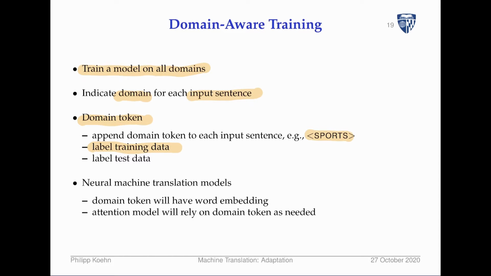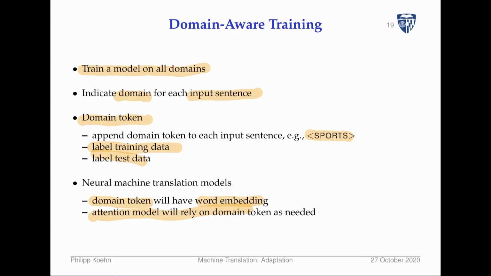So it will have seen sports sentences labeled with that. And then at test time, when you say this is a test sentence that also is from a sports domain, it can associate that with what it's seen in training. So think about how this works in your machine translation system: the domain token will have a word embedding. So there will be one additional word embedding in the input sentence representation. This is the embedding of the domain. So it's kind of a domain embedding.